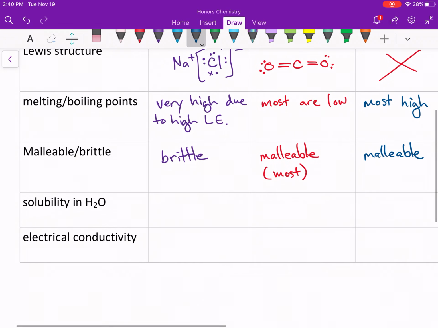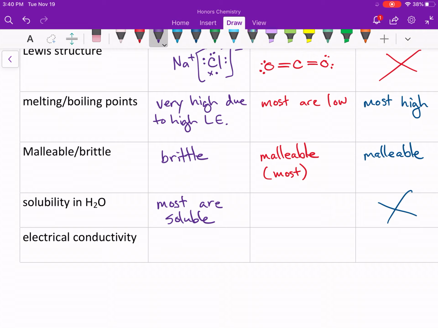Okay, solubility in water. I'm going to go ahead and say right away that doesn't really apply to metals. Metals don't dissolve in water. Ionic compounds, most are soluble. And that's because those positive and negative ions can get surrounded by water molecules that are polar and pulled apart. On the other hand, covalent compounds, we would say only polar molecules are soluble. And again, that's because like dissolves like. So nonpolar molecules like oil aren't going to dissolve in water.